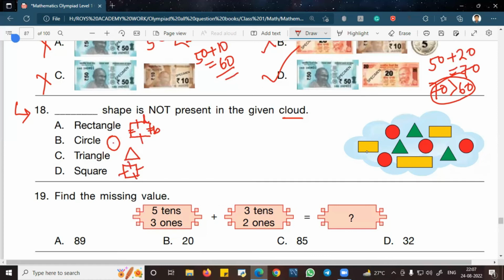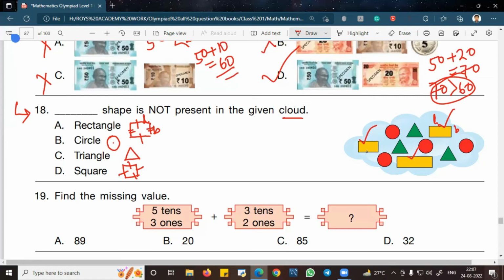Now we have to find which figure, rectangle, circle, triangle or square, is not present here. We can see this is a rectangular figure, because this is the length and this is the breadth. So this is a rectangle, and this is also the same thing, and this is also the same thing.